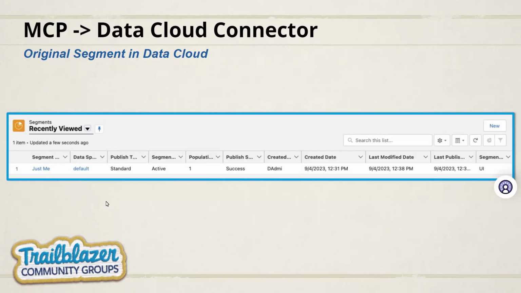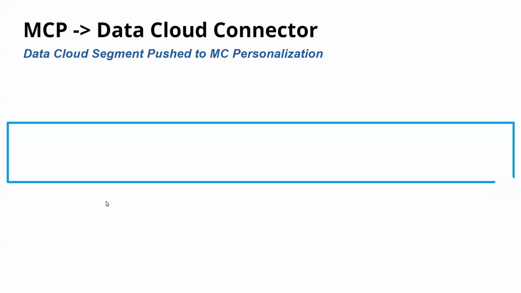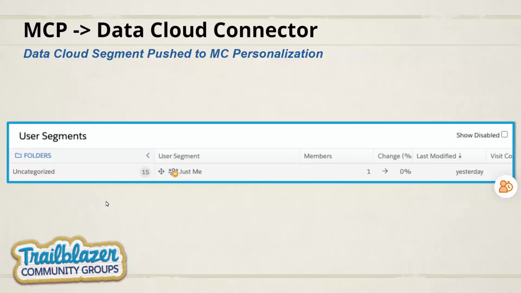One of the examples here is, all right, great, I've created this segment within Data Cloud, but what do I want to do with it? Well, I want to push it down into personalization. Within personalization, if you're familiar with the platform, we have user segments. As you come into user segments, you're able to view who and what we should be targeting as we create these segments.